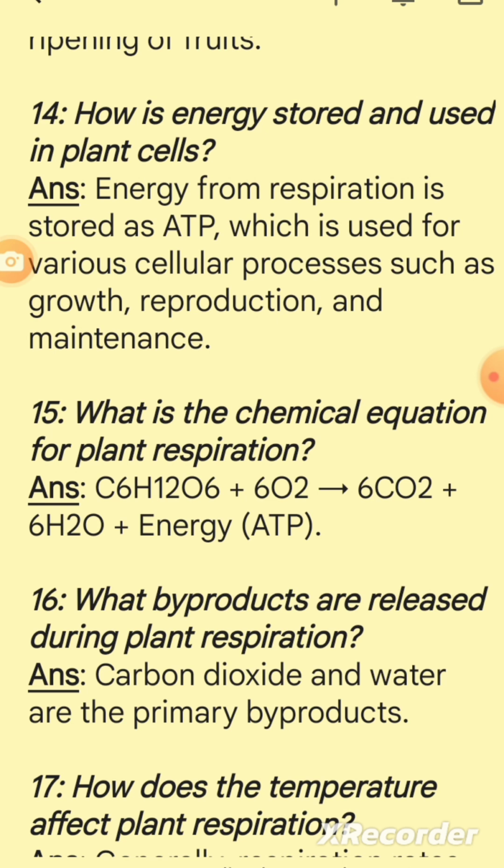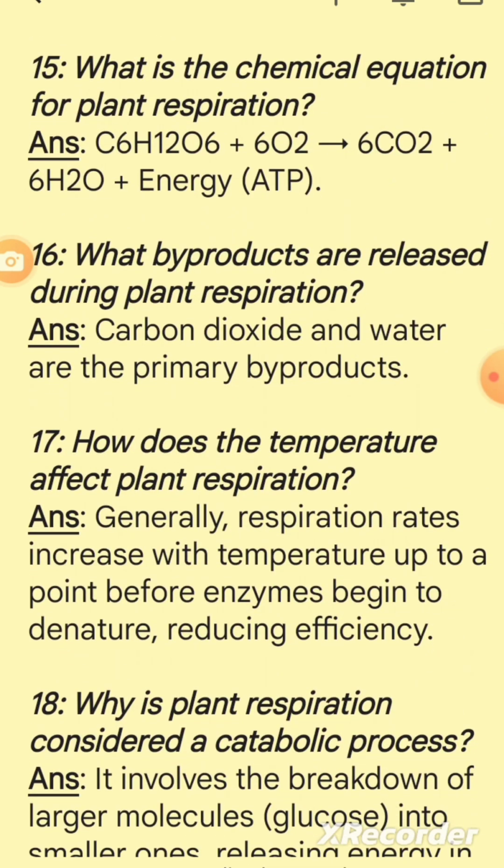Answer. C6H12O6 + 6O2 = 6CO2 + 6H2O + energy in the form of ATP. Question 16. What byproducts are released during plant respiration? Answer. Carbon dioxide and water are the primary byproducts.